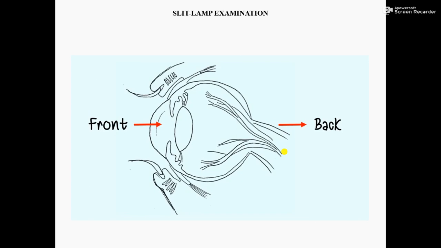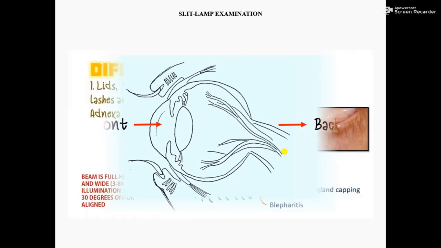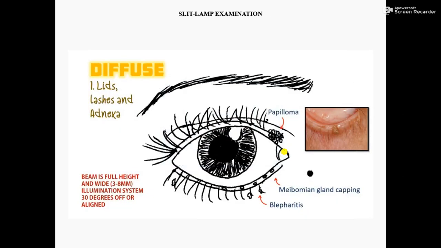Now I am going to discuss different types of illumination of the slit lamp. Number 1, diffuse illumination. By diffuse illumination we will check the eyelid, eyelashes and adnexa. We will check papilloma, blepharitis and meibomian gland capping. Here the beam is full height and wide, 3 to 8 millimeter, and the illumination system must be 30 degrees off or aligned.